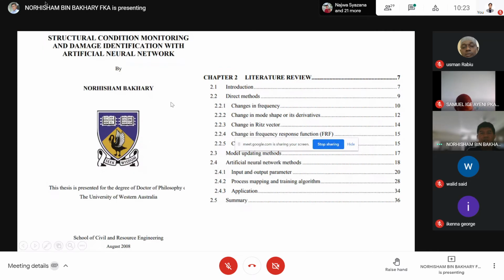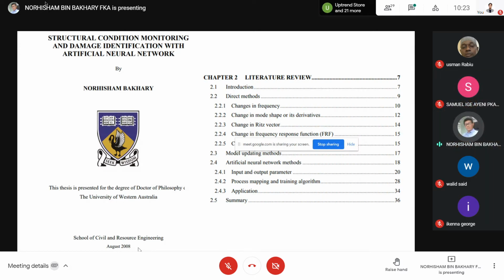Okay. This was my PhD study, chapter 2 of my PhD thesis. I submitted my thesis in 2008, which is 13 years ago, but it is still fresh in my memory. The experience of doing a PhD is very, very valuable. If you ask me whether I liked it or not, yes, I enjoyed my PhD time so much, even though it was not easy.